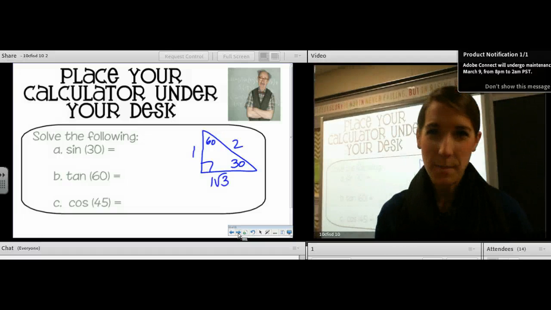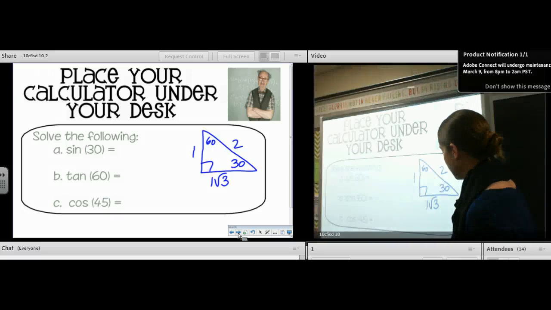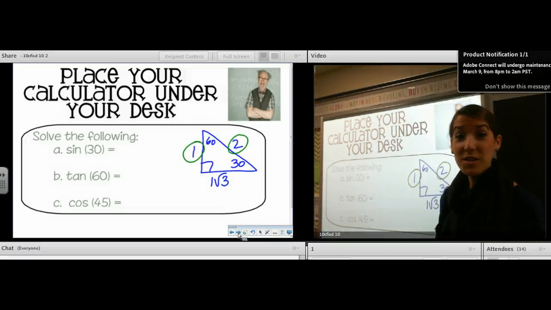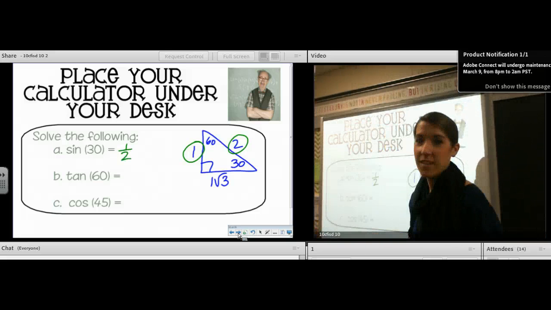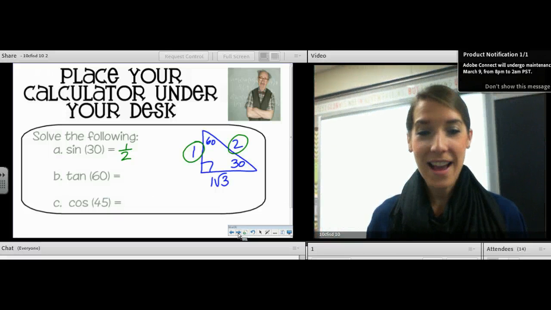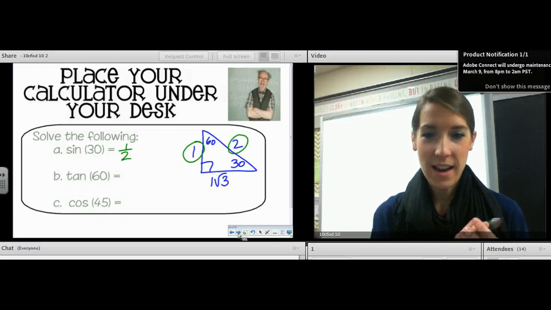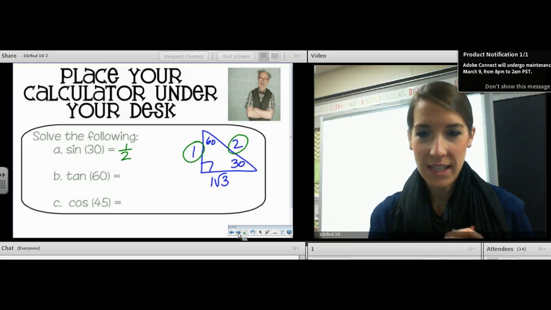Instead of putting x's, I'm going to put numbers because y'all seem to work better with those sometimes. So what is the sine of 30? Sine is opposite over hypotenuse. So the sine of 30 is 1/2. You didn't even need a calculator. You just did trig without a calculator. Yep, very good. Okay, do the next one. Do tan of 60. What's the tan of 60?